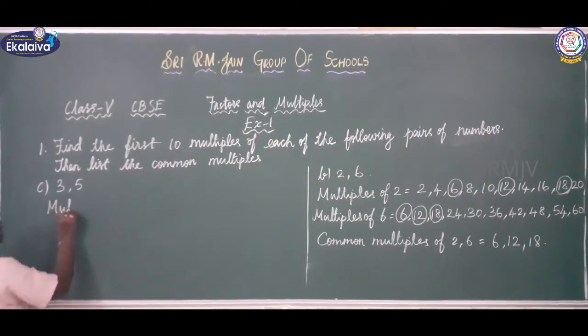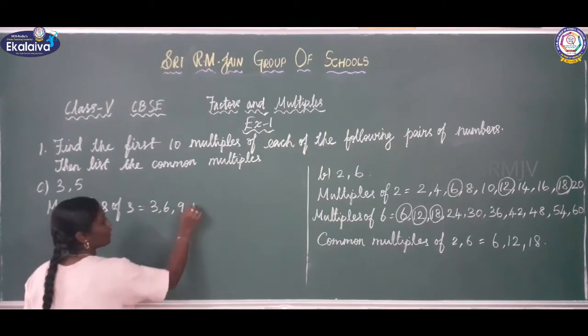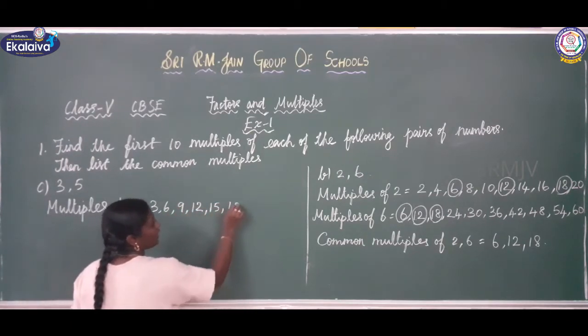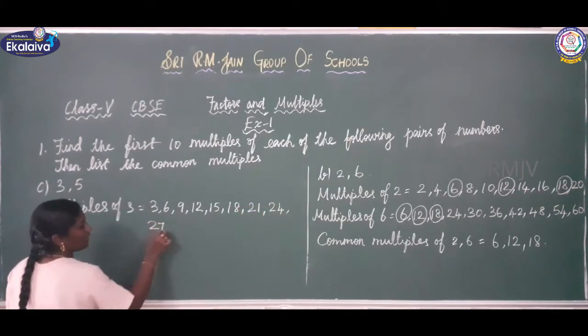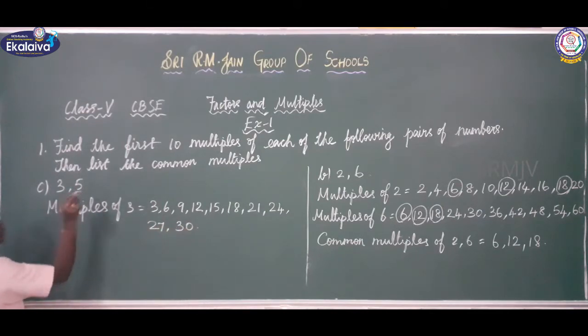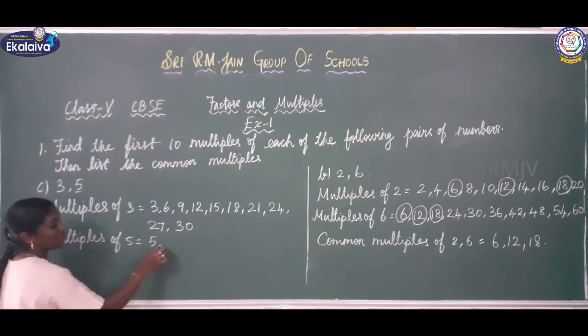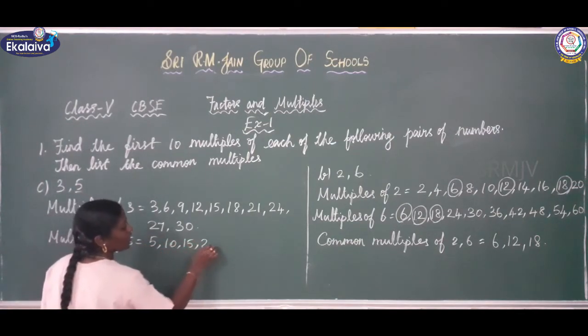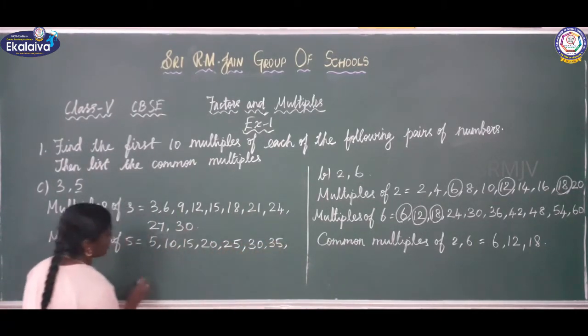First we have to write the multiples of 3. Which are the multiples? 3, 6, 9, 12, 15, 18, 21, 24, 27 and 30. Now we have to write the multiples of 5. Here multiples of 5: 5, 10, 15, 20, 25, 30, 35, 40, 45 and 50.